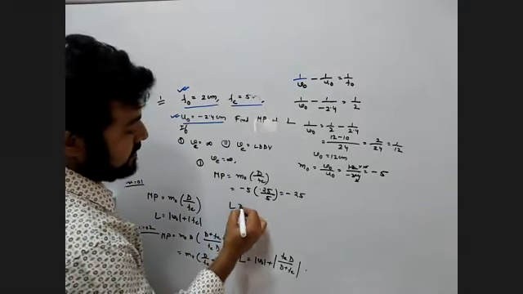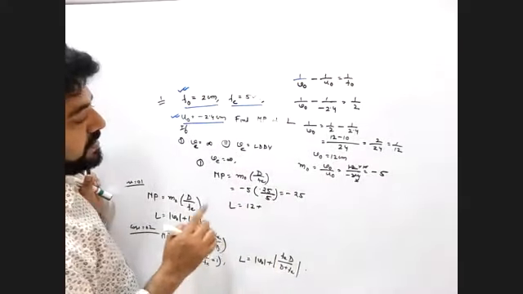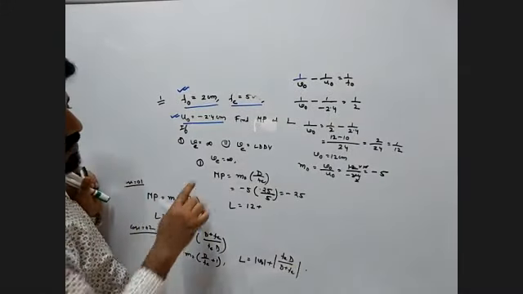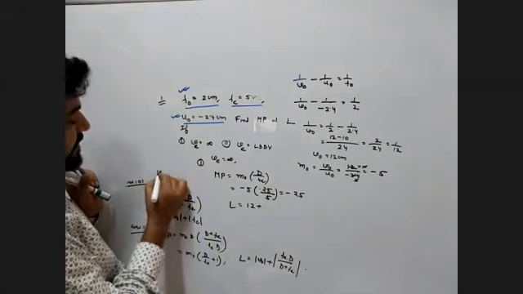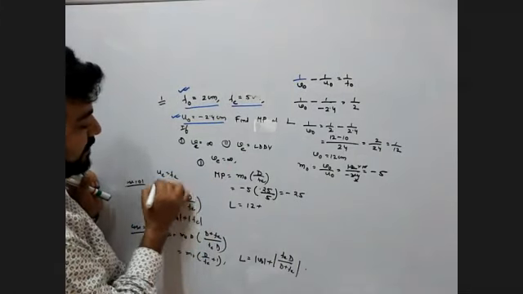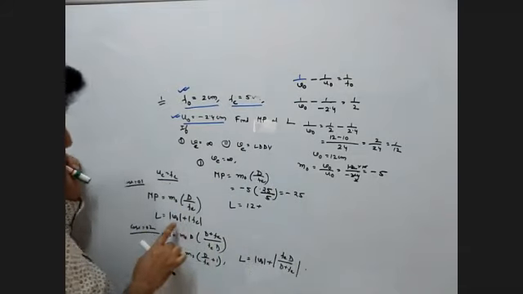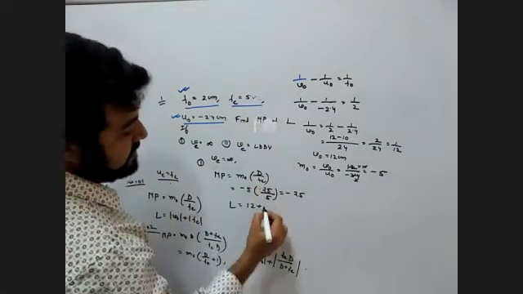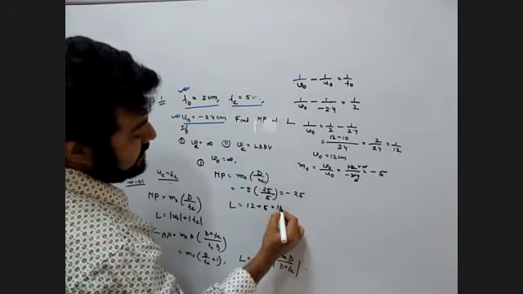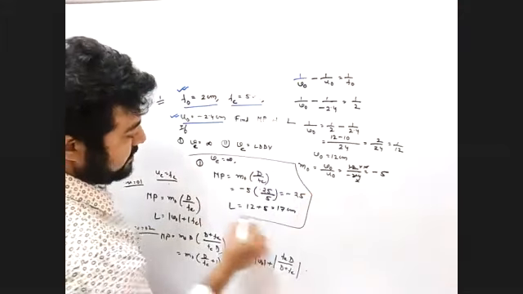Length of the instrument: V naught 12 plus ue. When the V is at infinity, ue equals fe. So L is V naught plus fe. Fe is how much? 5 centimeter. So what is the length of the instrument? 17 centimeter. This is the first part.